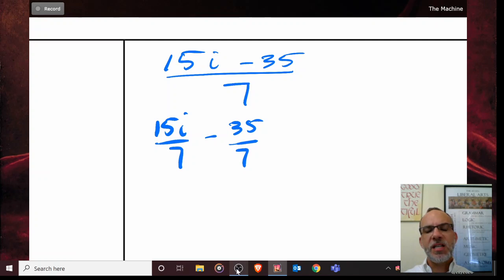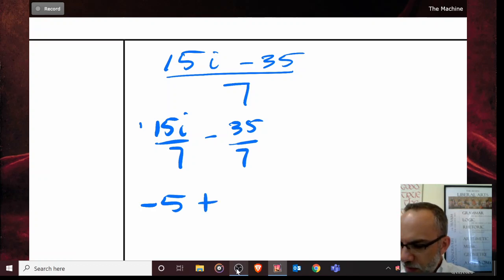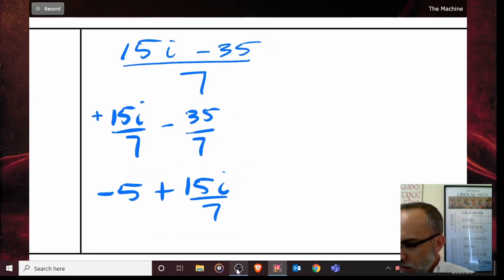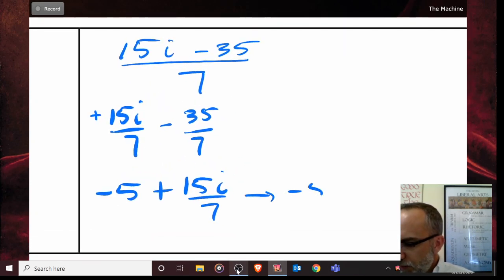But now the imaginary part needs to come after the real part, so I'm just going to swap those two pieces. Can I do negative 35 divided by 7? Wouldn't that just be 5? So this becomes negative 5 plus, because there's a plus sign there, even if it's not written, 15i over 7. Almost done. I'll come this way: negative 5 plus 15 over 7 times i.